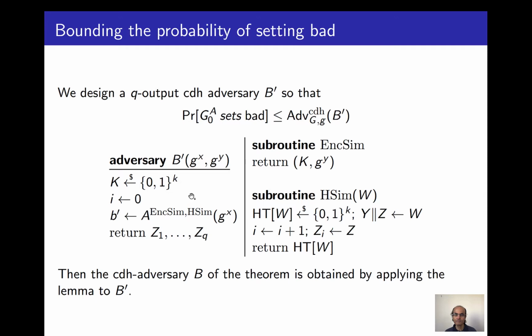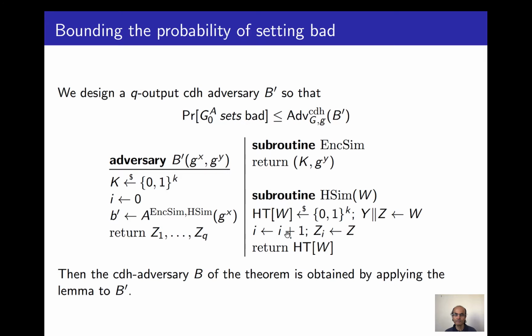In game G0, the reply to the encryption oracle was a random string k and g to the y. So it does the same, puts g to the y here, and itself picks this random string k to put here. In game G0, replies to the H queries are very simple. They're just random strings. So it just does the same thing. It populates the table with a random value and returns it.